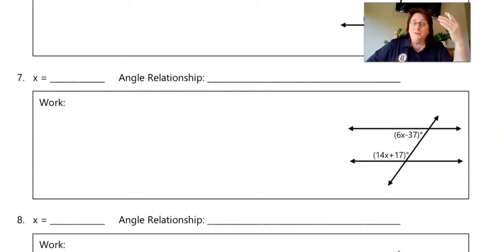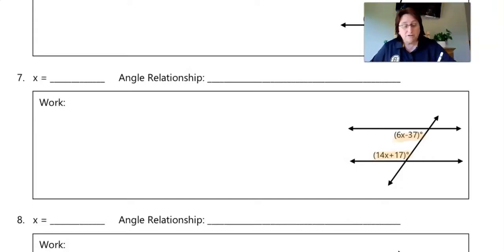Okay, so we're down here at number 7, and guys, the instructions are still the same. We're going to find the value of x that proves that those lines are parallel. So the very first thing I should do is identify the angle relationship. I've got an x value right here, an x value right here. Hey guys, what is the relationship between those two angles?